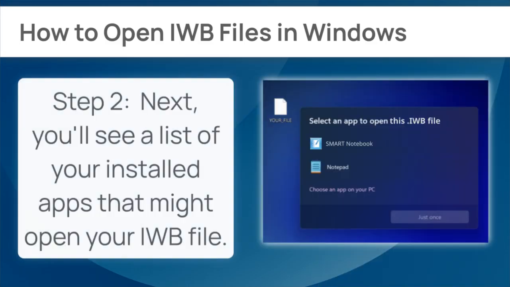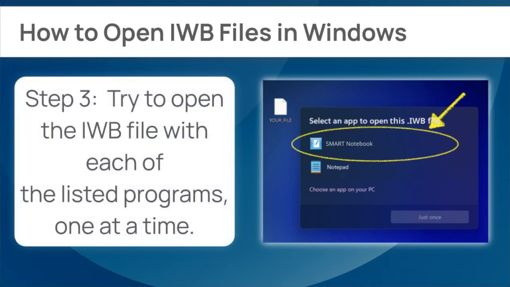Right-click the IWB file and select Open With. Test Smart Notebook if it appears. If not, choose another program. Different software handles the IWB format uniquely.